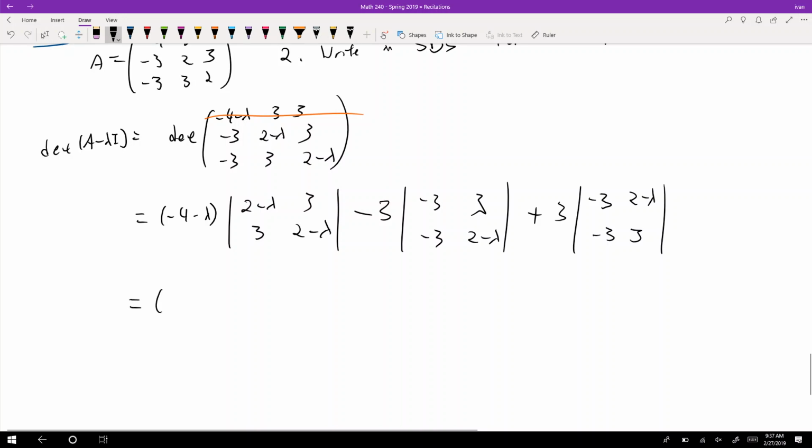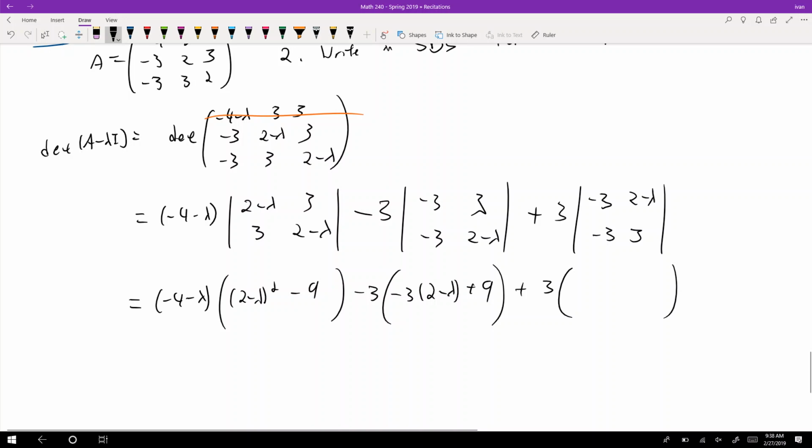Okay, what happens, well, this is negative 4 minus lambda. The determinant of this matrix is 2 minus lambda squared minus 9. All right, minus 3 times, and the determinant of that is negative 3 times 2 minus lambda plus 9. And then this last one is plus 3, and then this determinant here is negative 9 plus 3 times 2 minus lambda.